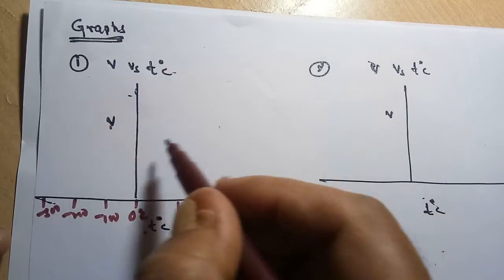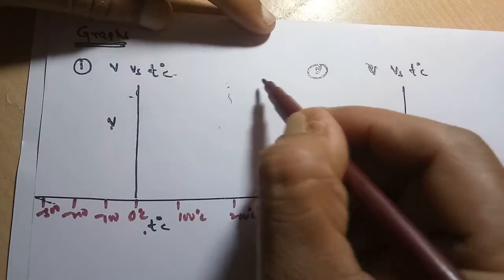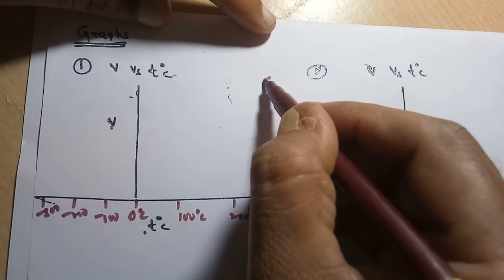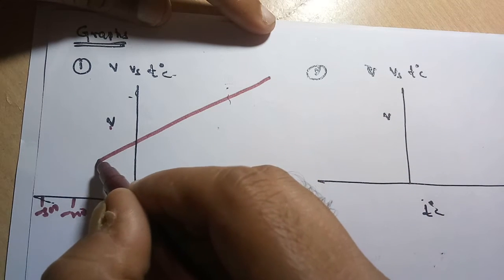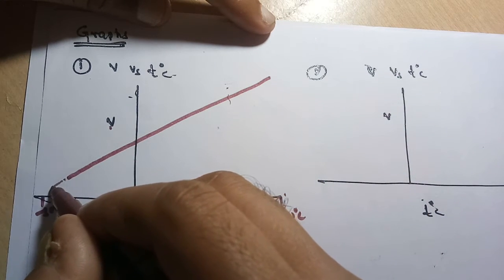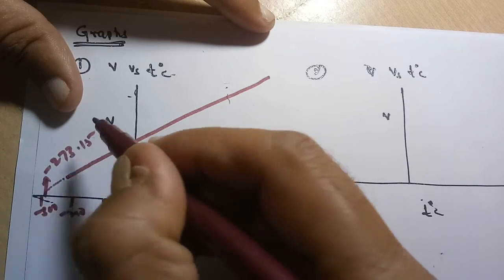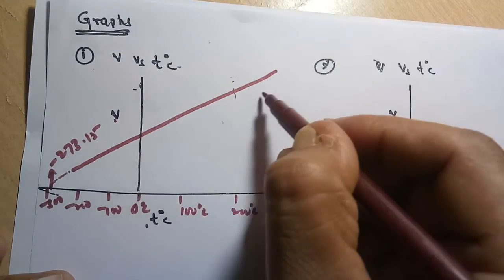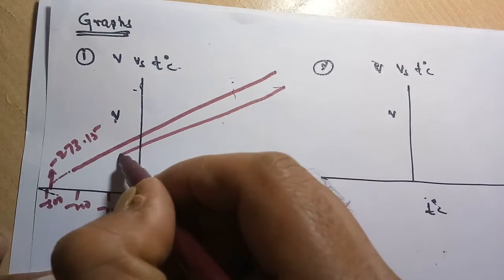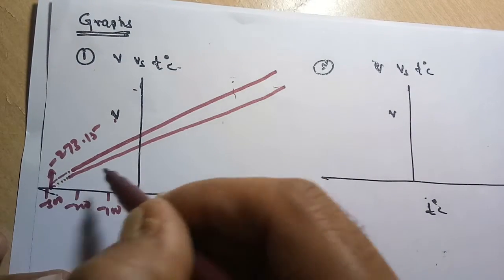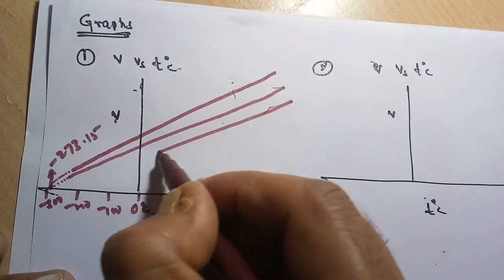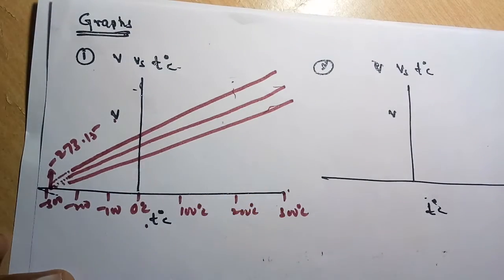So now if I plotted, I get this type of graph. At higher temperatures, volume is also more. As the temperature is decreased, we get this type of graph. This is at minus 273.15. If I plot another gas, I get the same type of graph, like this. If I plot for a third gas, I get like this.